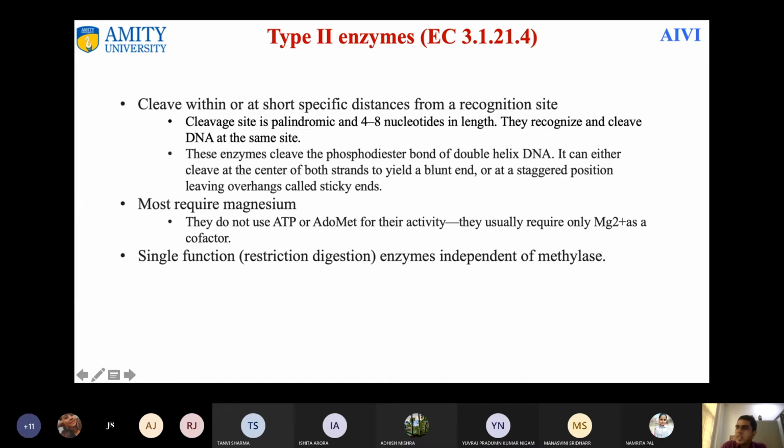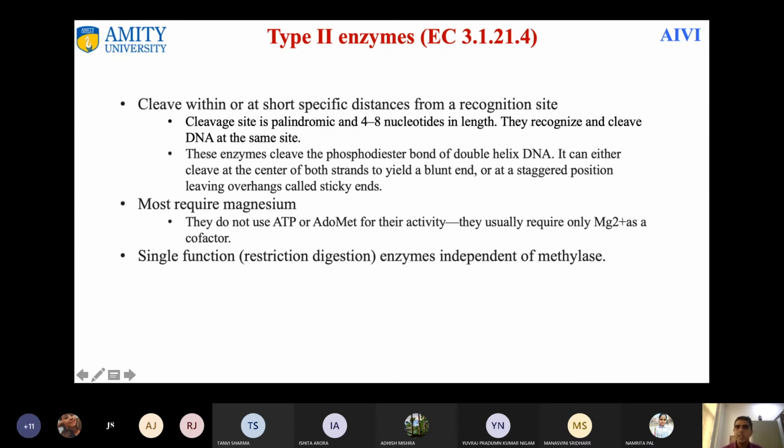If they produce a cut at the same site at both ends, then they produce a blunt end cut. But sometimes they produce cuts at different positions. Then they produce a staggered position, leaving an overhang. What type of staggered position there is, we'll discuss in detail in our next class.